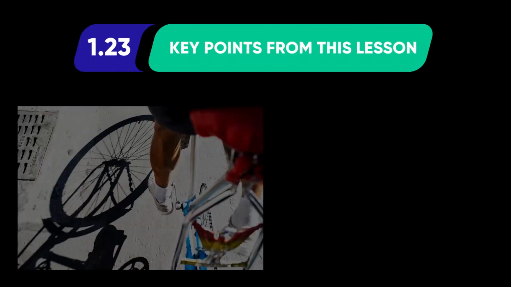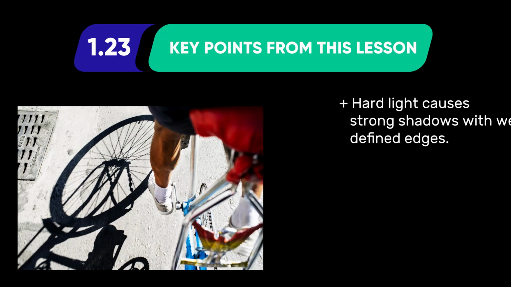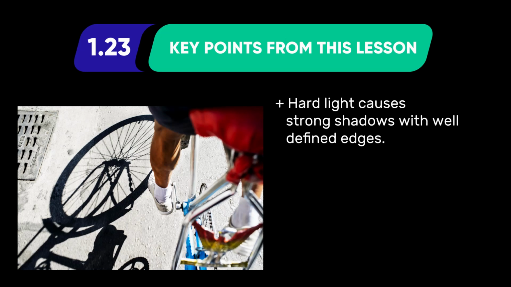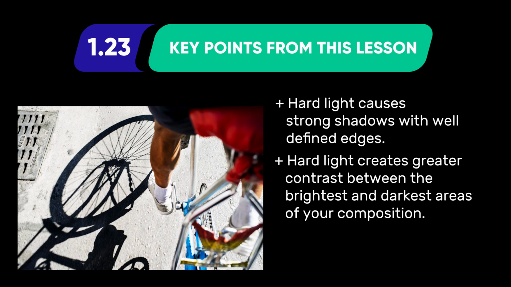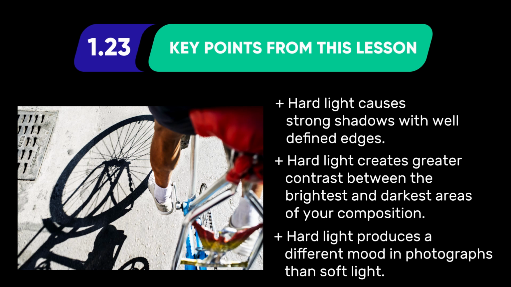Key points from this lesson are: hard light causes strong shadows with well-defined edges. Hard light creates greater contrast between the brightest and darkest areas of your composition. Hard light produces a different mood in photographs than soft light.